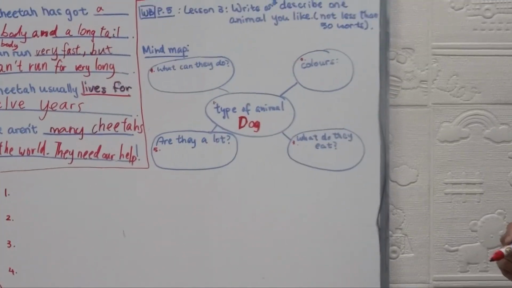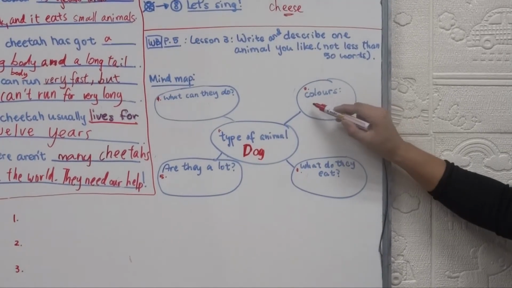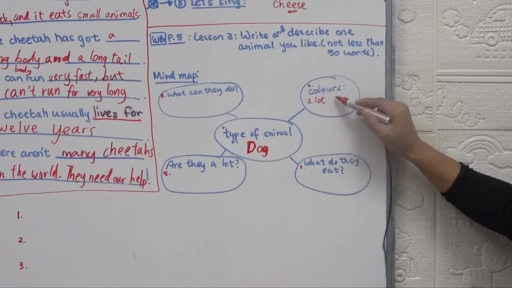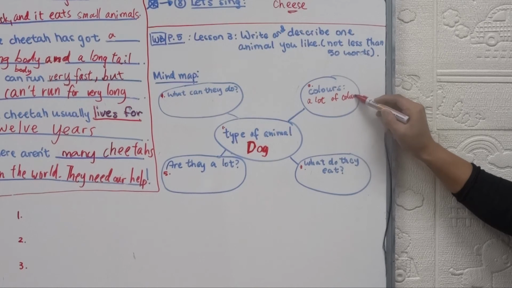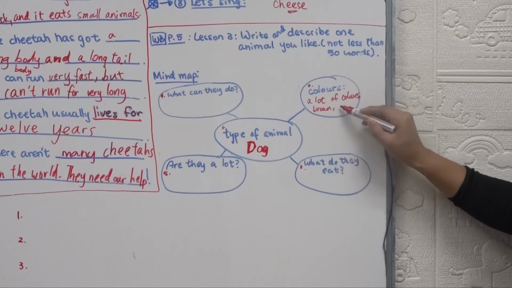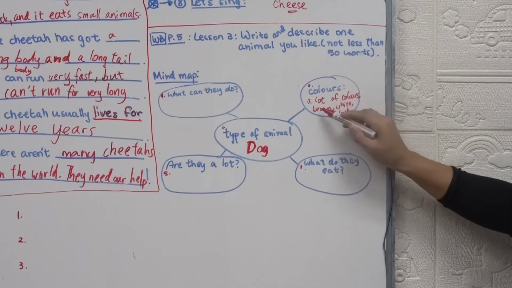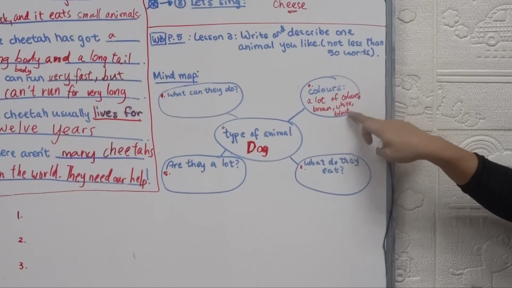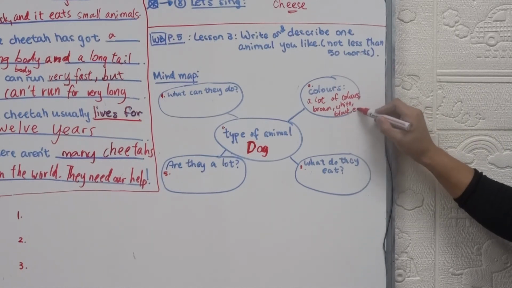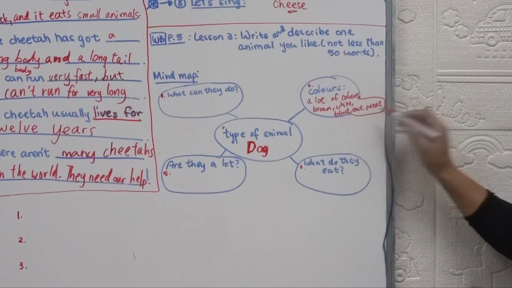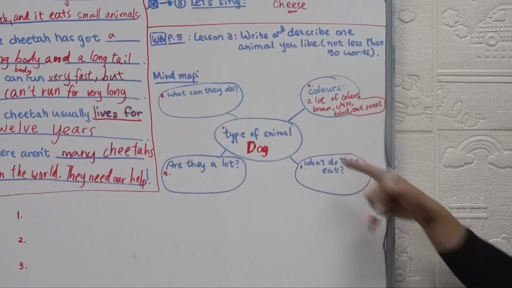And what colors are dogs usually? You can say many kinds of colors, right? So they can have a lot of colors. Then you can give examples like brown, gold, or white or black. And what do they eat? You can also write what do they eat. So dogs will eat some meat, right? Or you can say eat dog food. Alright, so 1 and 2 already finished.